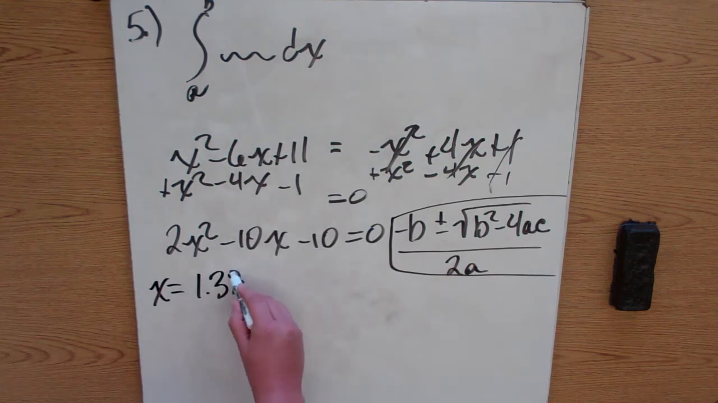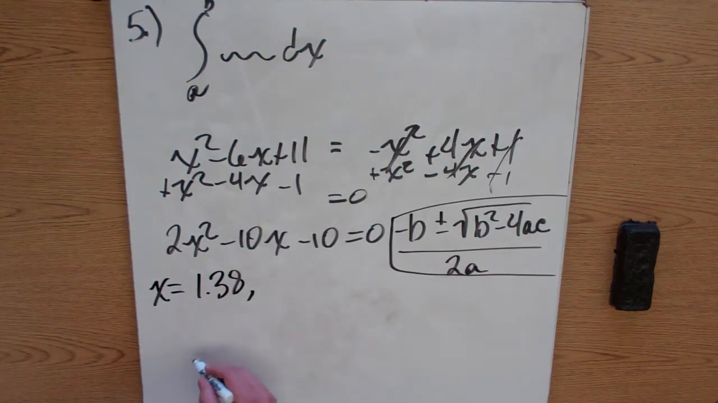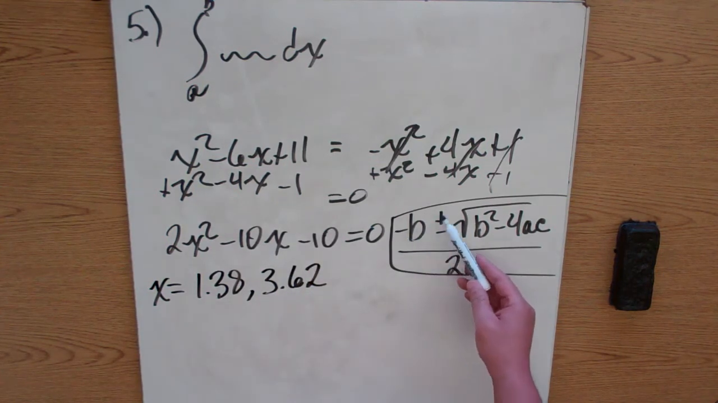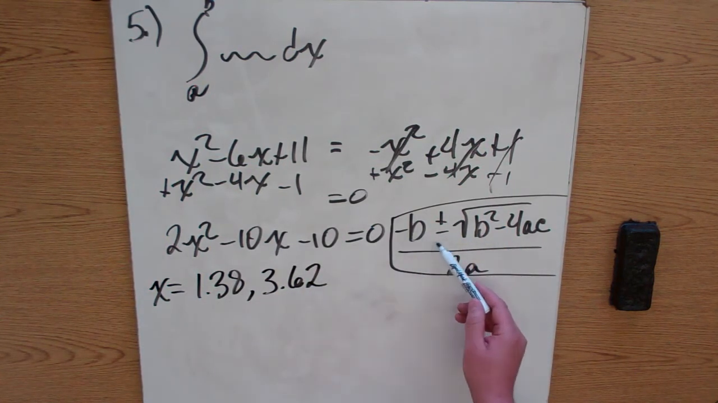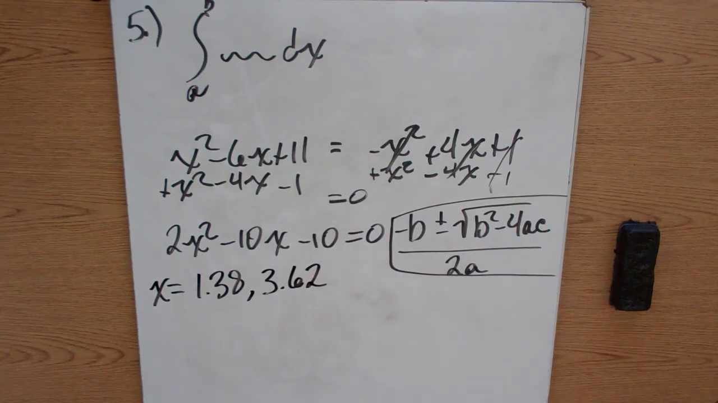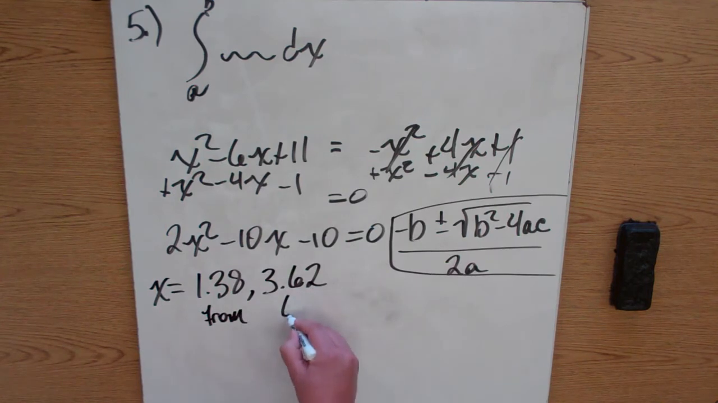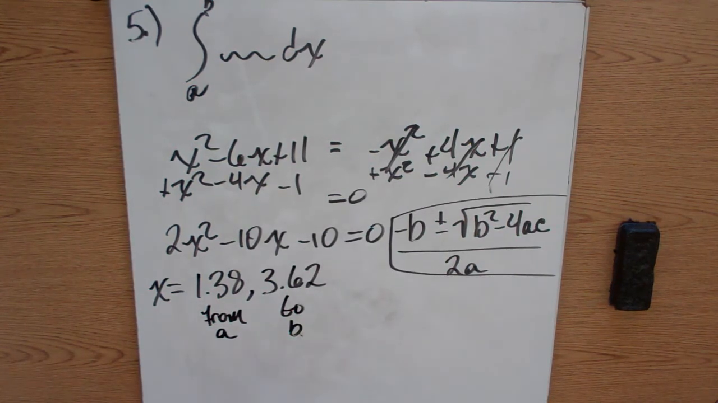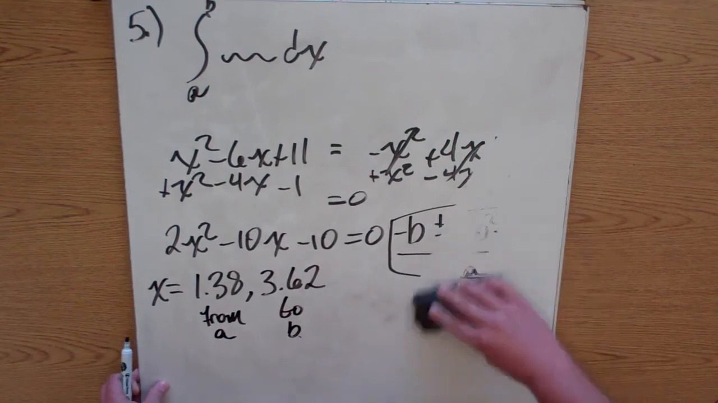All right? So when you run it through here, you get x comes out to 1.38 and 3.62. All right, because of course you do negative b plus this and you get one of the answers, negative b minus this, you get the other answer. So now, this is where we're evaluating from, and this is where we're evaluating to. So this is our A, and this is our B. All right? Now, let me erase some of this.